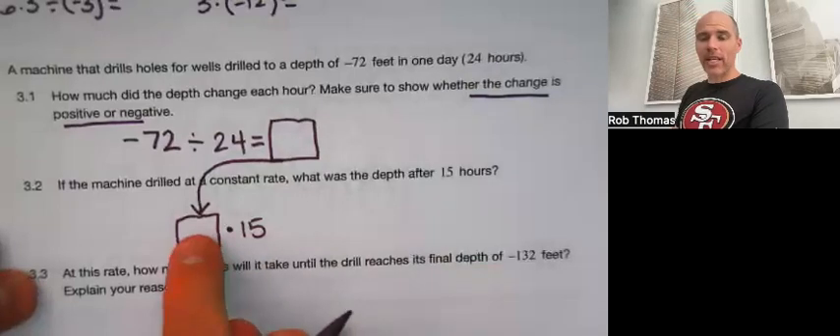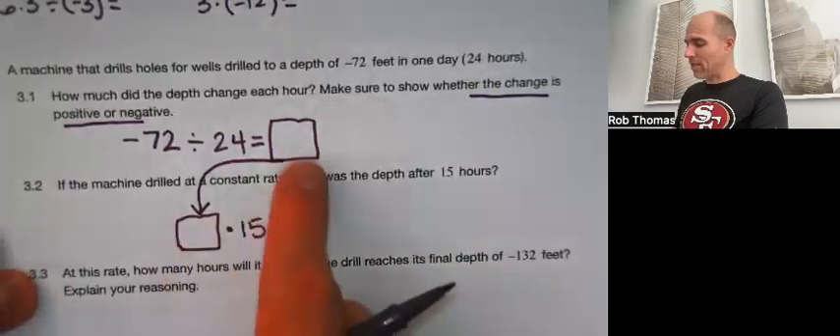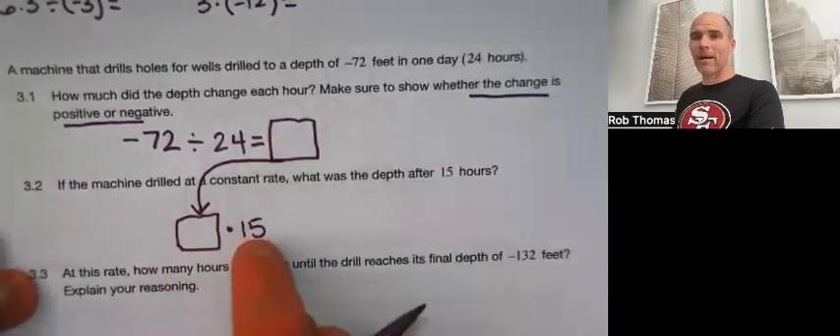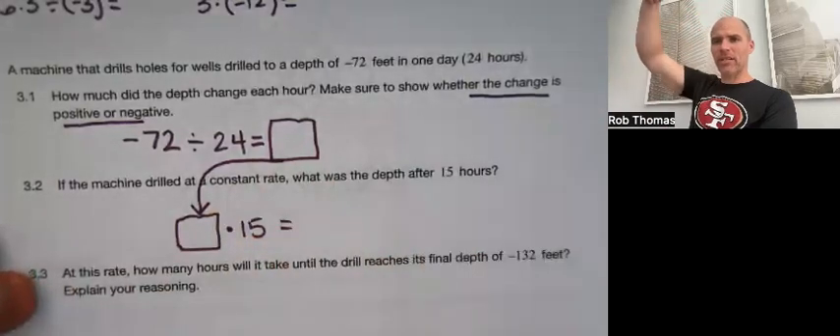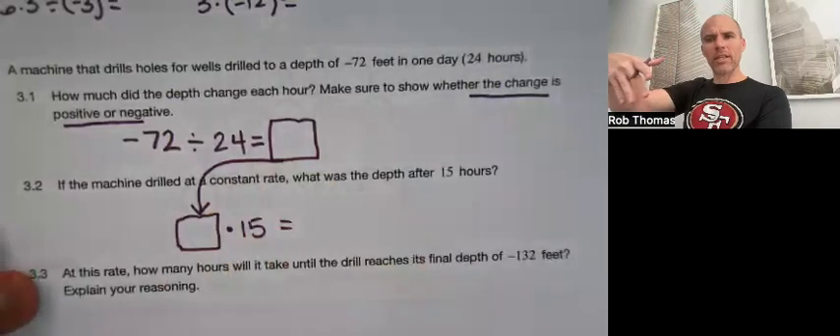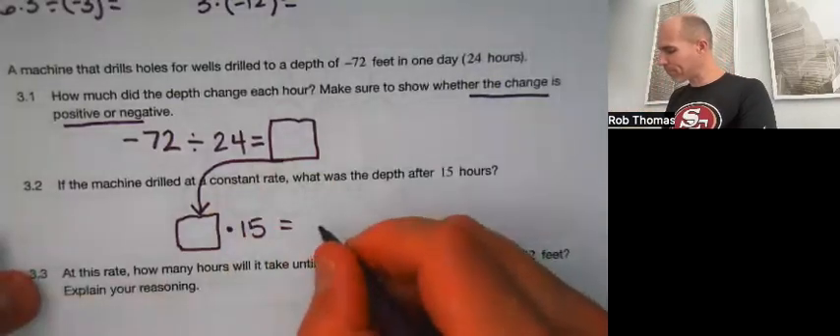Now, your answer here should be negative. Whatever you got in this box should be negative. You're multiplying it by a positive. So you should wind up with a negative answer because this is going to show some negative position that the drill has reached at this point.